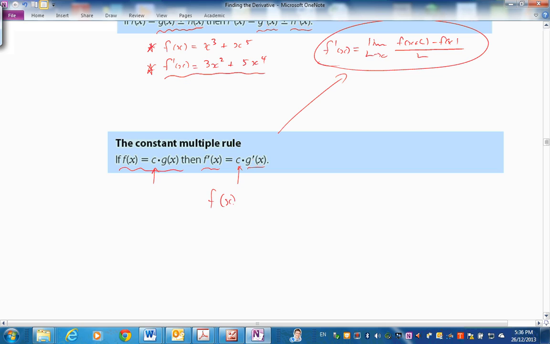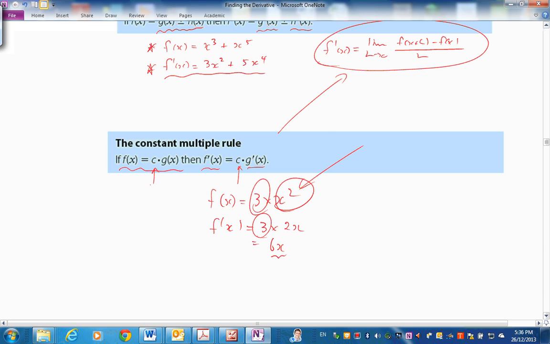Let's take an example. If f of x equals 3 times x squared, the derivative then is 3 times the derivative of this function, which is 2x, so 6x. So you can take a constant out the front and just worry about the function in x. Apply the rule just to that function in x and then have this many lots of it out the front.